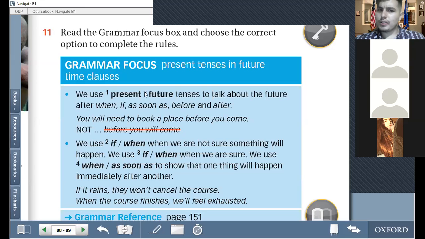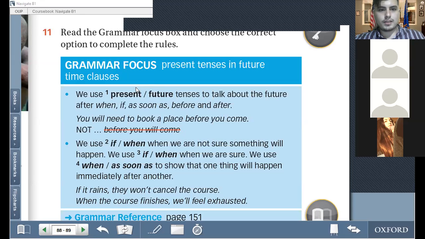Now, which is the answer? Present or future? Present. Very good job. We use present tenses, all right? Remember, all of these words, and especially when using the first conditional, need to go that way, right? They need to follow that structure. So when, if, as soon as, before, and after, all of those words need to be followed by a present tense sentence.